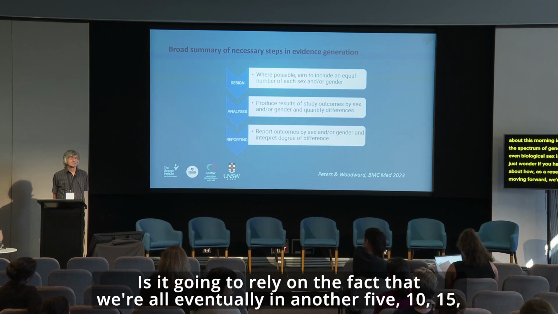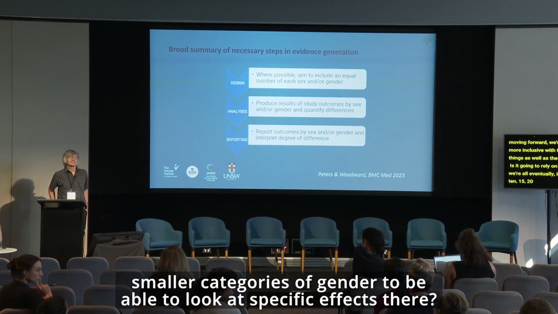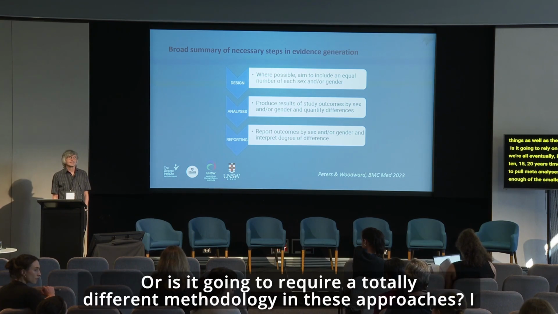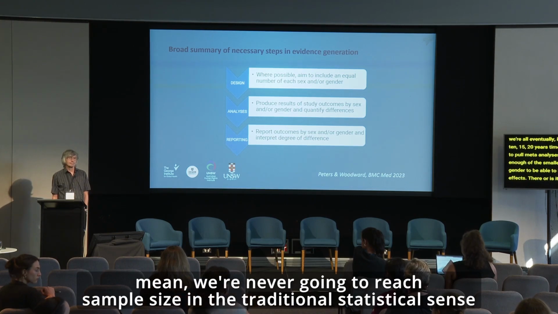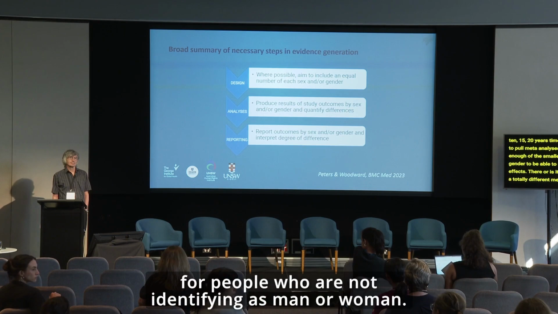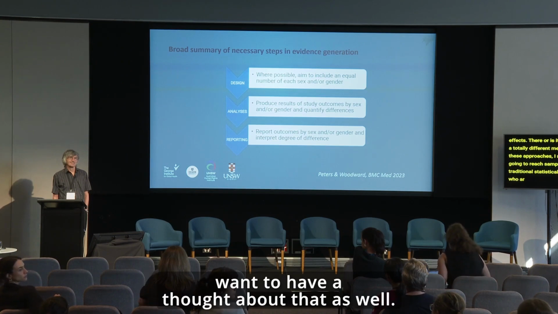Is it going to rely on the fact that in another 5, 10, 15, 20 years' time we're all going to be able to pool meta-analyses and have enough of the smaller categories of gender to look at specific effects there? Or is it going to require a totally different methodology? We're never going to reach sample size in the traditional statistical sense for people not identifying as man or woman. I don't know whether Cara afterwards might want to have a thought about that as well.